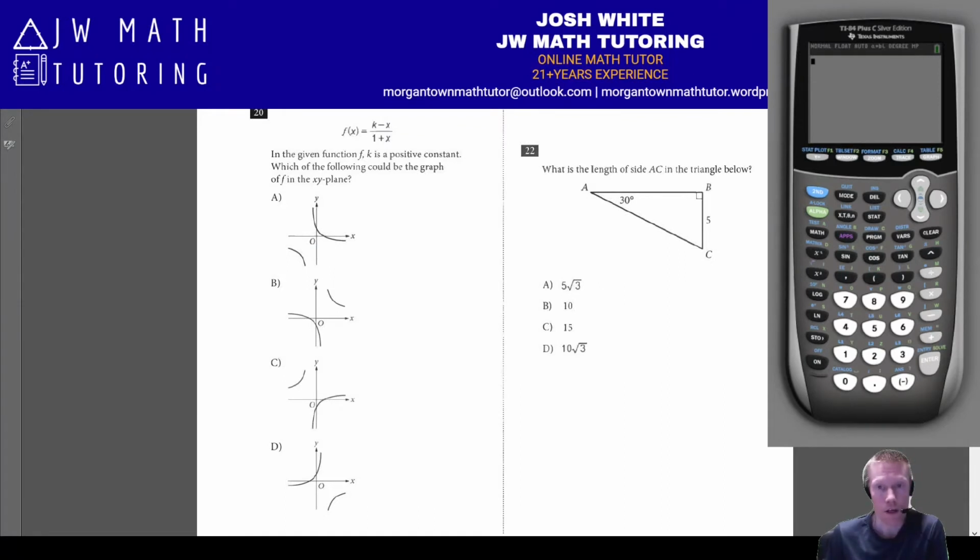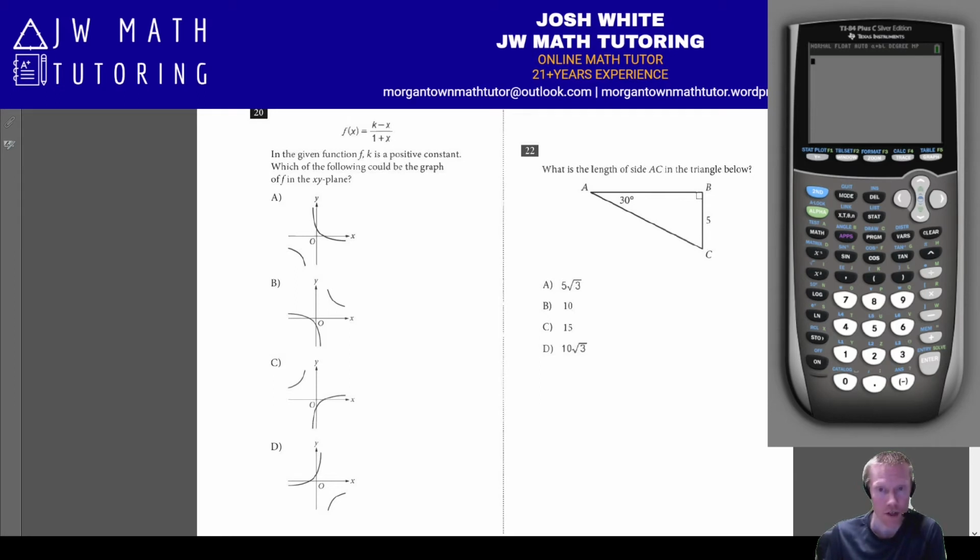Continuing now with problem number 20. So this problem basically has a rational function that you're given, and it wants to know which of the following could be the graph of this rational function, which has a variable. Basically, it's a constant k, but the point is we don't know its exact value. So first I'll show you the traditional way to figure out which graph is correct, and then I'll show you how you could just easily use the graphing calculator to figure it out.